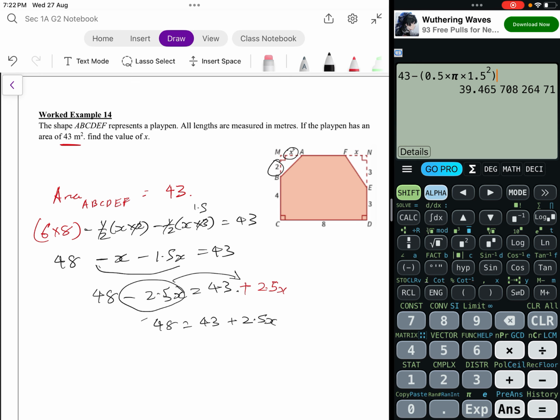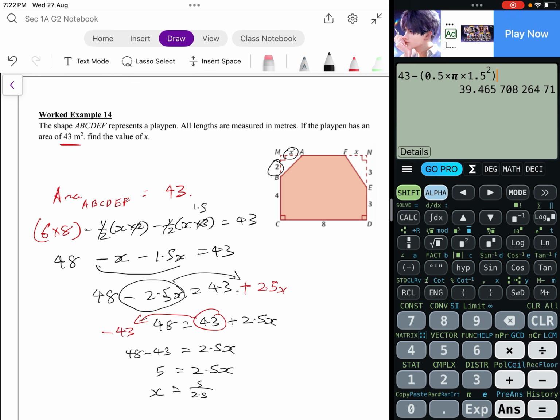Then I transfer this one over, becomes minus 43. So I get 48 minus 43 equals 2.5x. I get 5 equals 2.5x. So my x is 5 divided by 2.5. I get 2.